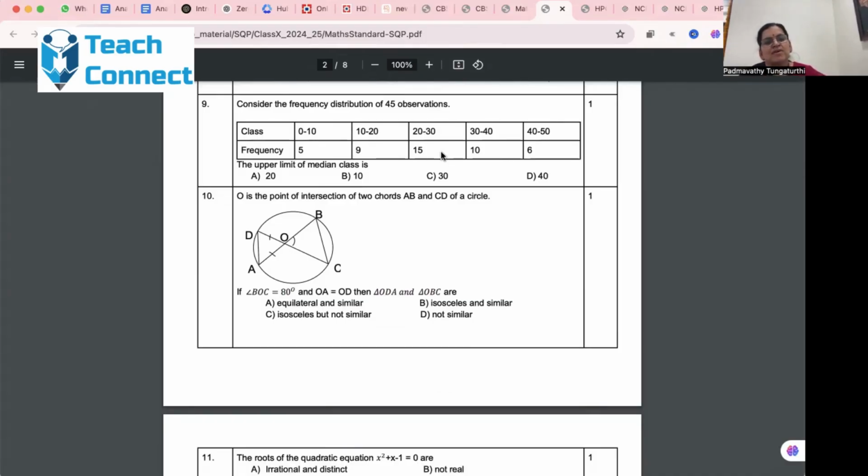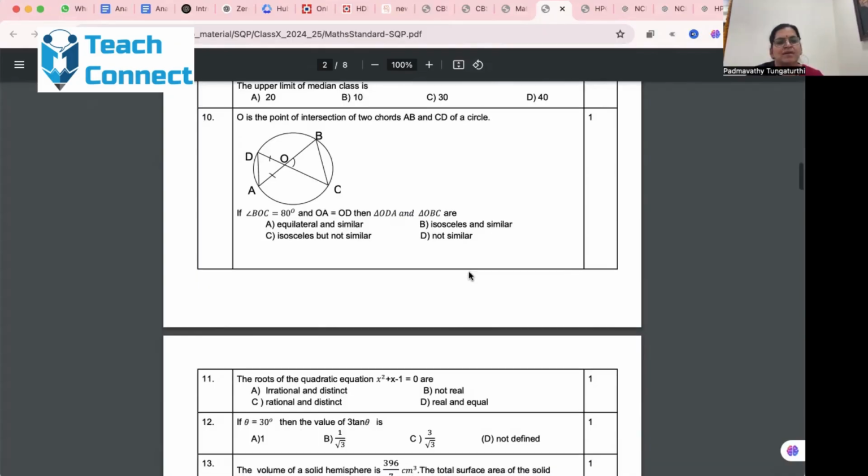Consider the frequency distribution of 45 observations, the upper limit of the median class. Does the child know what is the middle? Yes, 15. What is the upper limit? What is the lower limit? One question tries to comprehend all 3 points of median, upper limit and lower limit. If the child doesn't know what is upper limit and lower limit and knows only what is median, the child cannot answer this question.